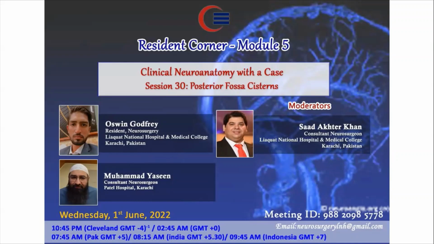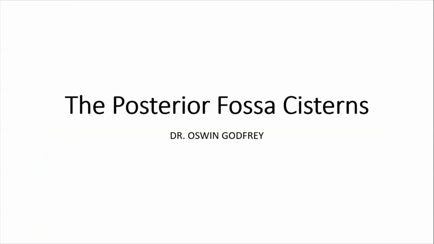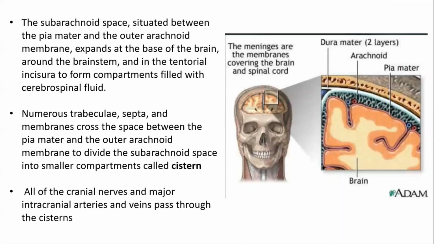So good morning. Today's topic of our discussion is the posterior fossa cisterns. The subarachnoid space, situated between the pia mater and the outer arachnoid membrane, expands at the base of the brain around the brainstem and the tentorial incisura to form a compartment filled with cerebrospinal fluid. These spaces have numerous trabecular septa and membranes crossing the space between the pia and the outer arachnoid membrane to divide the subarachnoid space into smaller compartments, which are called the cisterns.